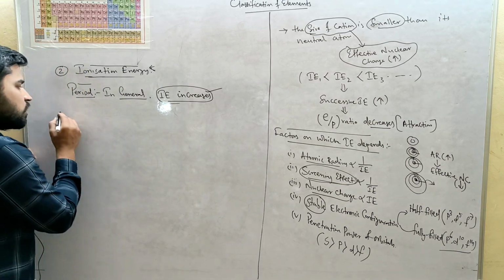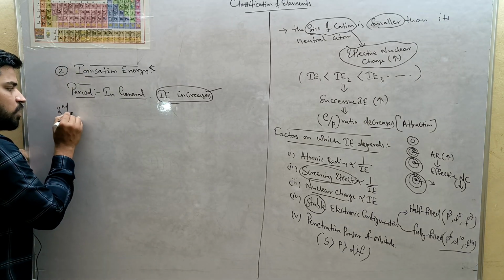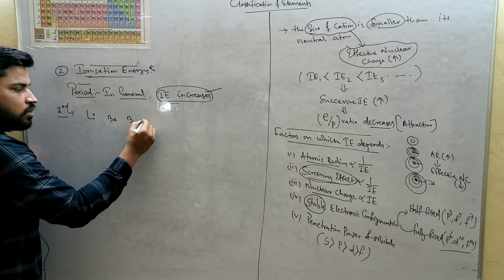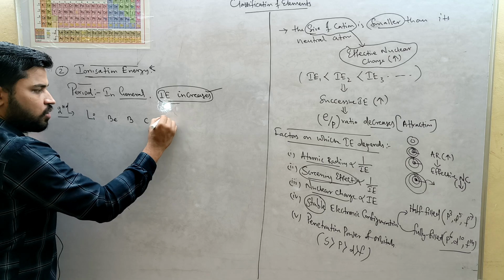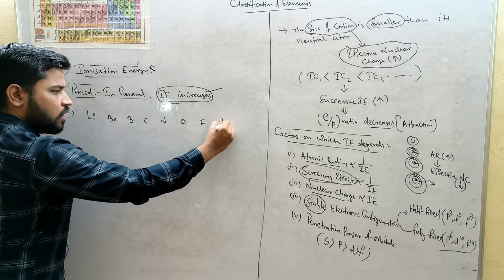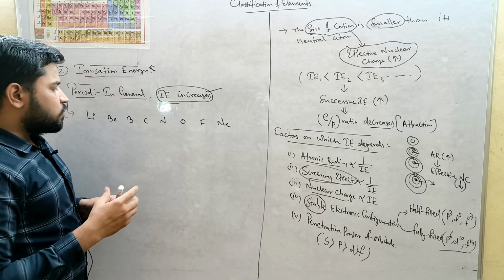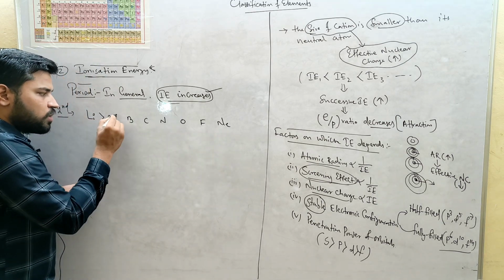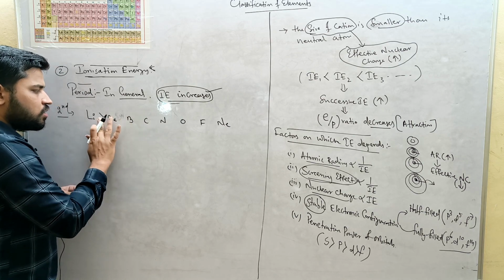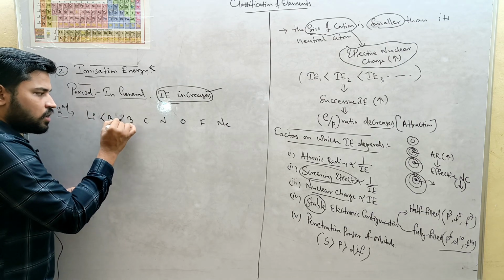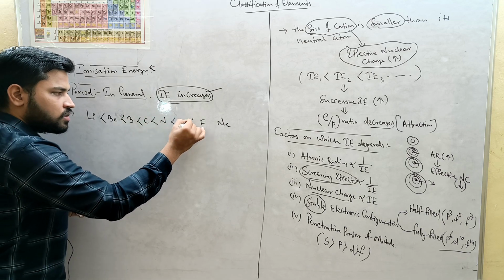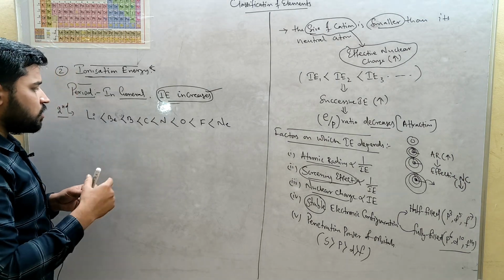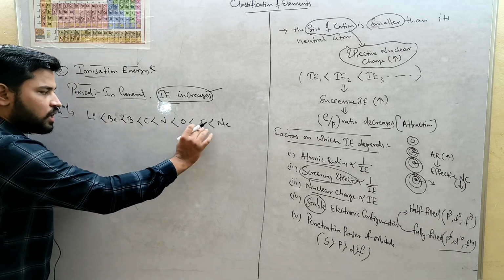Let's take the second period elements. These are lithium, beryllium, boron, carbon, nitrogen, oxygen, fluorine, and neon. As we are going along this period, actually there should be an increase in ionization energy. But what you are going to observe is an exception, when you write the electronic configuration.